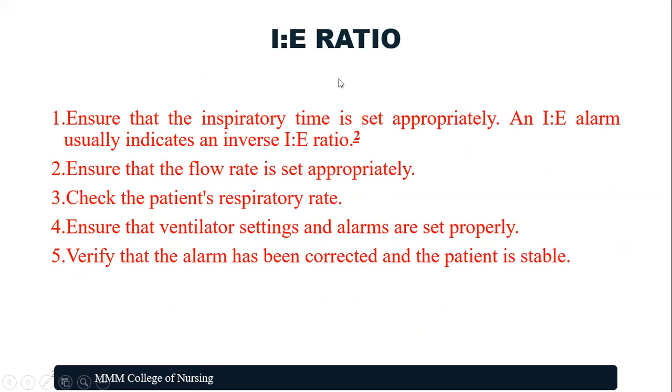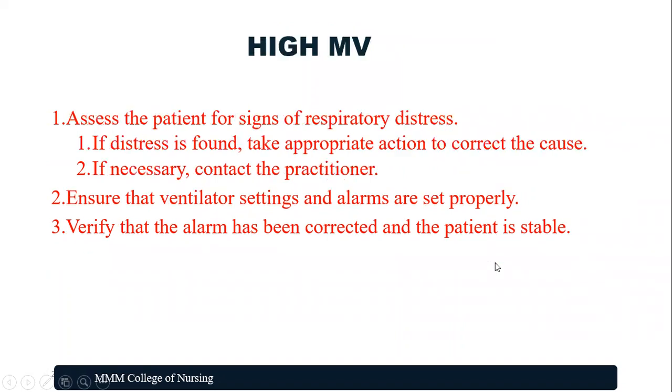Next, inspiratory-expiratory ratio alarm. Ensure that the inspiratory time is set appropriately. An inspiratory-expiratory alarm usually indicates inverse IE ratio. Ensure that the flow rate is set appropriately. Patient's respiratory rate needs to be checked. Ventilator alarms and the ventilator setting should be set properly before leaving the patient unattended.